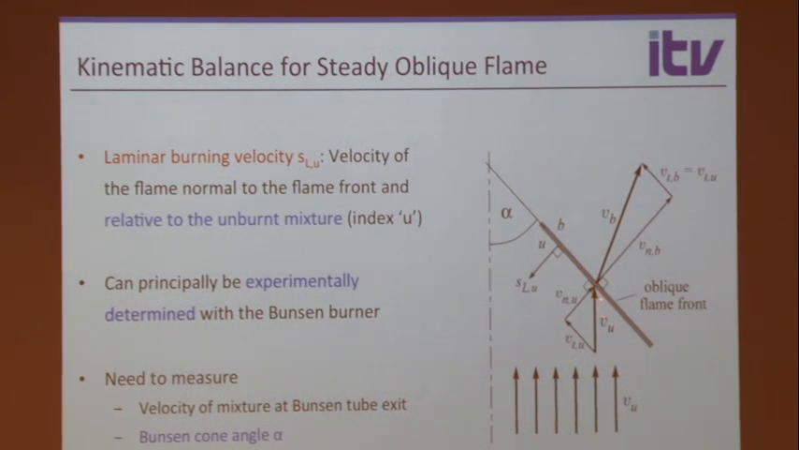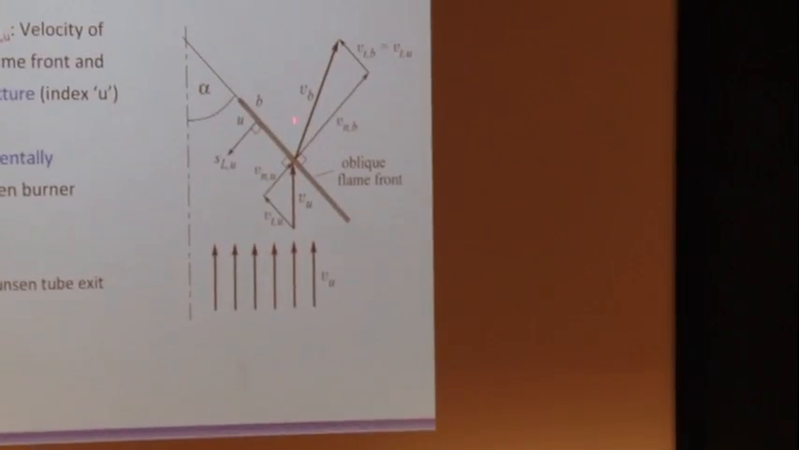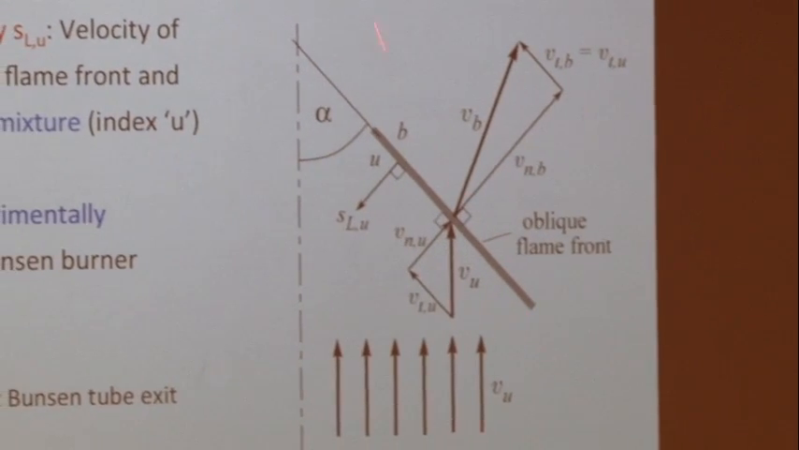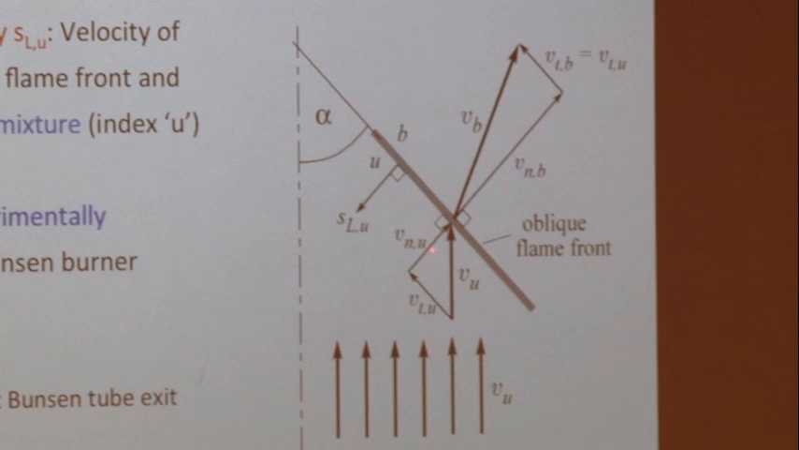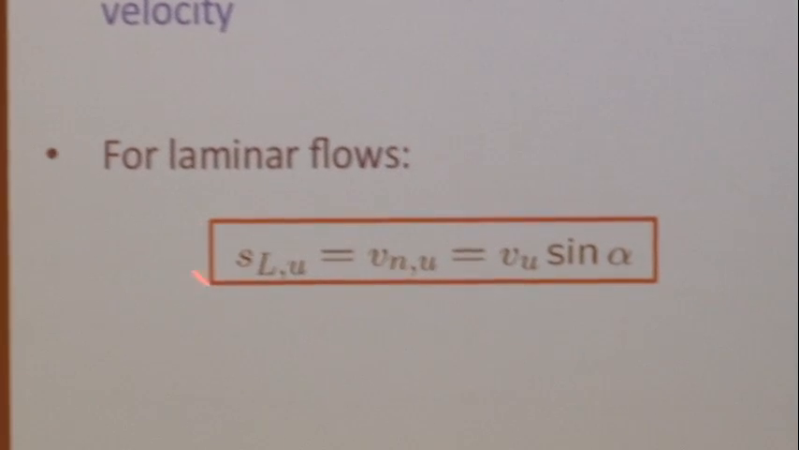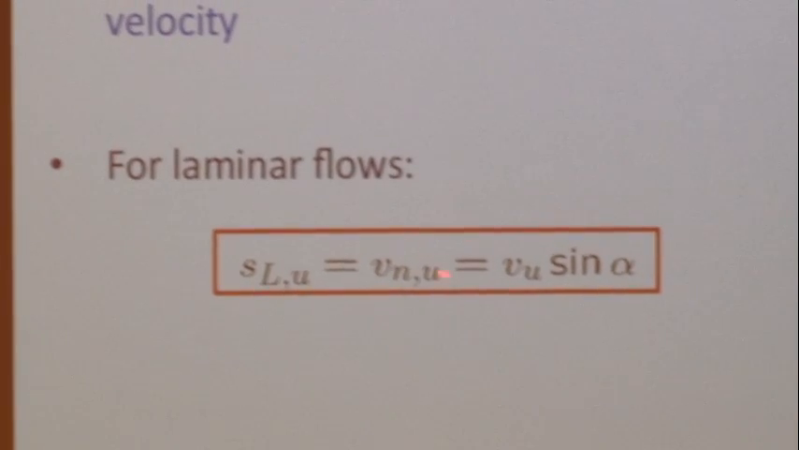So then you see immediately that if I increase the velocity here, this angle becomes shallower, but the burning velocity will be the same. Because the burning velocity will be the same, you have to increase the tangential component, basically, which makes this shallower. So if you have measured this angle, then the burning velocity is just the incoming velocity times the sine of this angle. Okay, it's very simple.